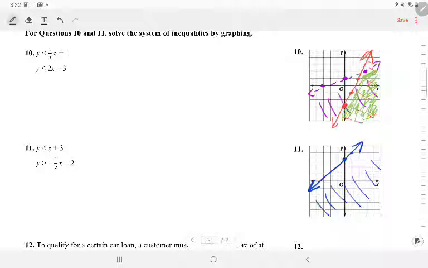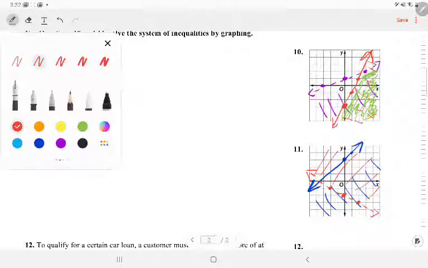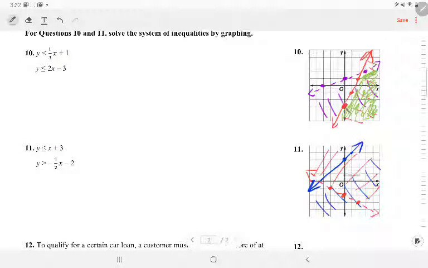And then we have y is greater than negative 1/2 x minus 2. So we'll go down here to negative 2, where it's going to cross the y-axis. We have a slope of negative 1/2. And it's a dotted line. And it's greater than, so it's all of this area. So the area that needs to overlap or shade would be all of this between the two lines that overlap.